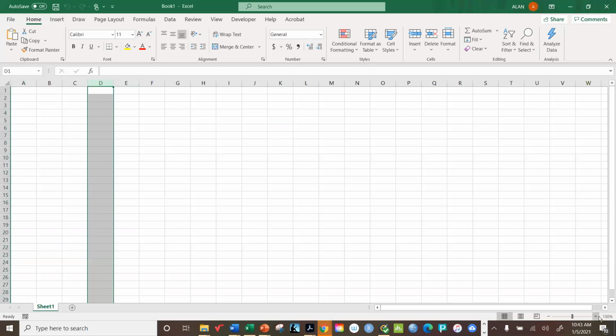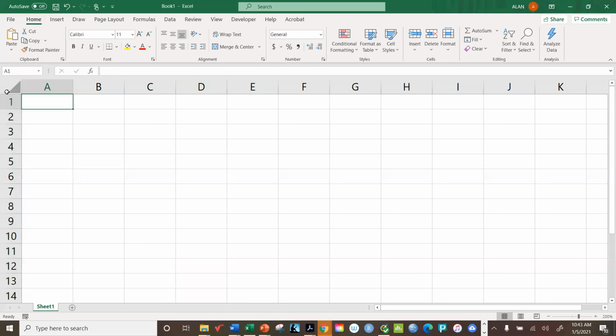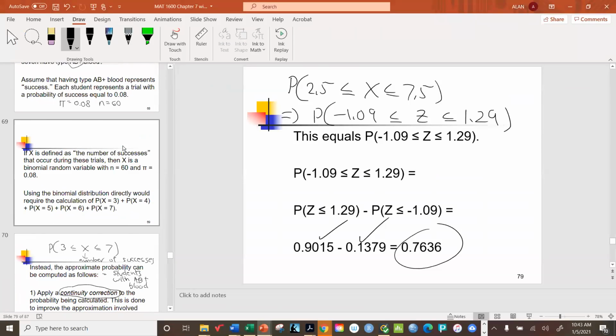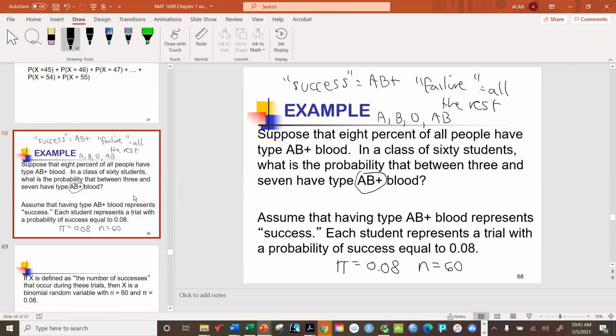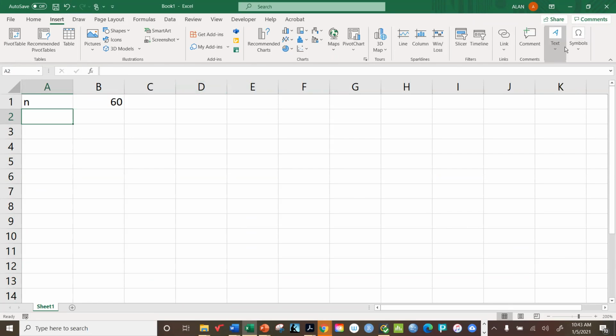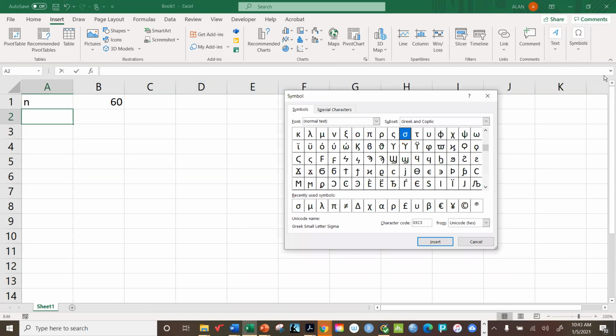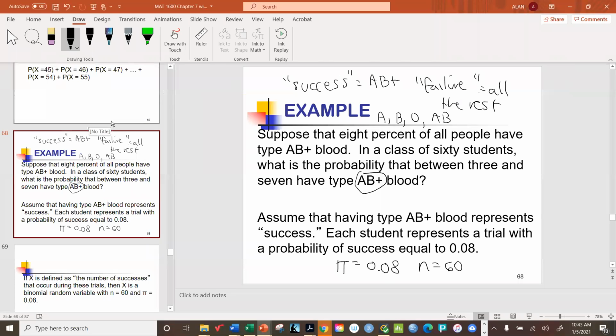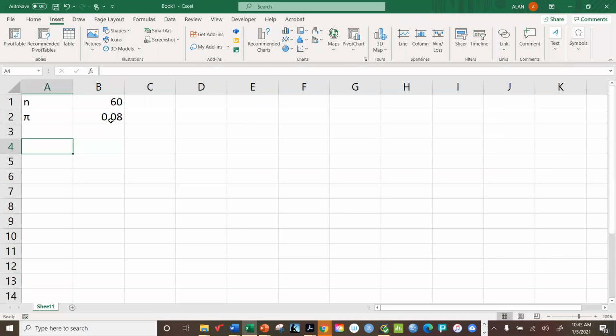Suppose you have right in front of you a copy of Microsoft Excel, and you're saying, you know what? I want to try this in Excel. And you say, all right, let's go back to the original problem. So we have N is 60 students, pi. I think this thing is capable of doing symbols. Why, there they are. How do you like that? 0.08. So what we need to do is calculate the probability of getting between 3 and 7 students who have type AB positive blood.